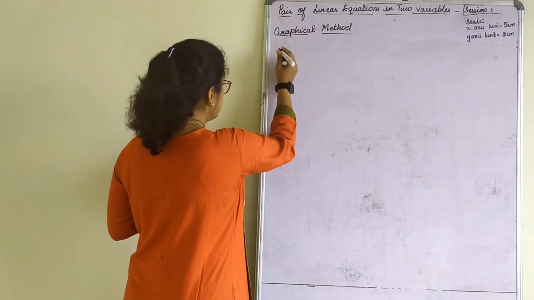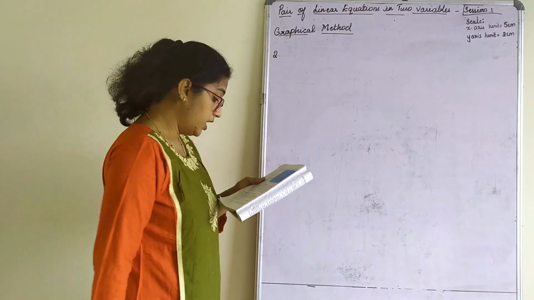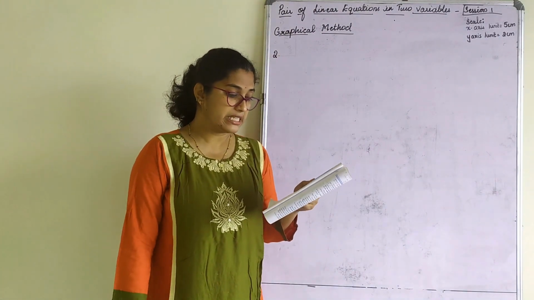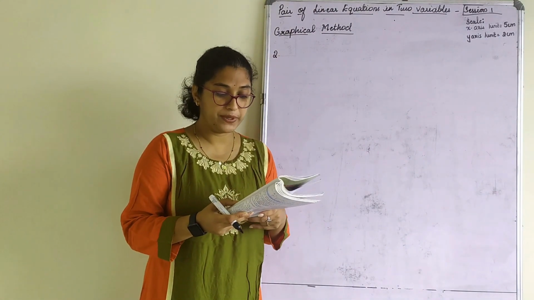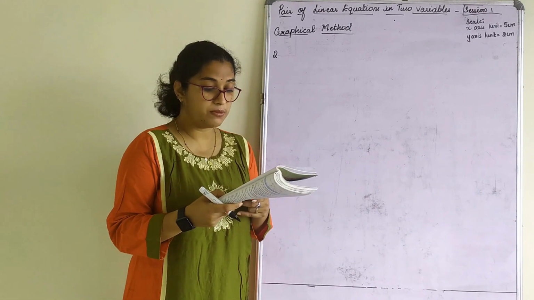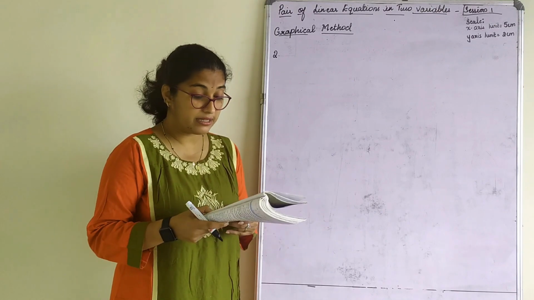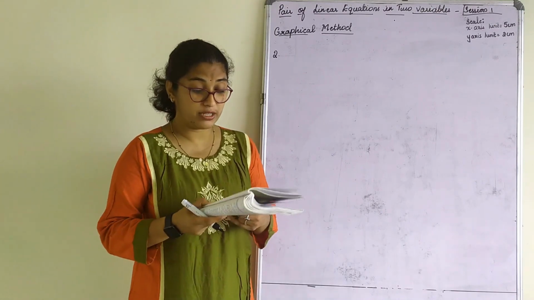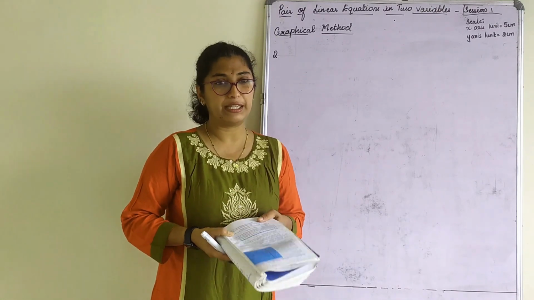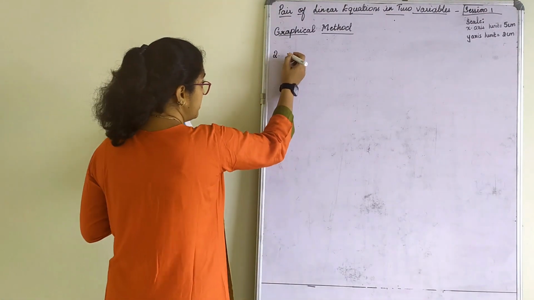So let's start with the second one. The coach of a cricket team buys 3 bats and 6 balls for rupees 3,900. Later she buys another bat and 3 more balls of the same kind for rupees 1,300. Represent this situation algebraically and geometrically. Very simple, so we'll start.